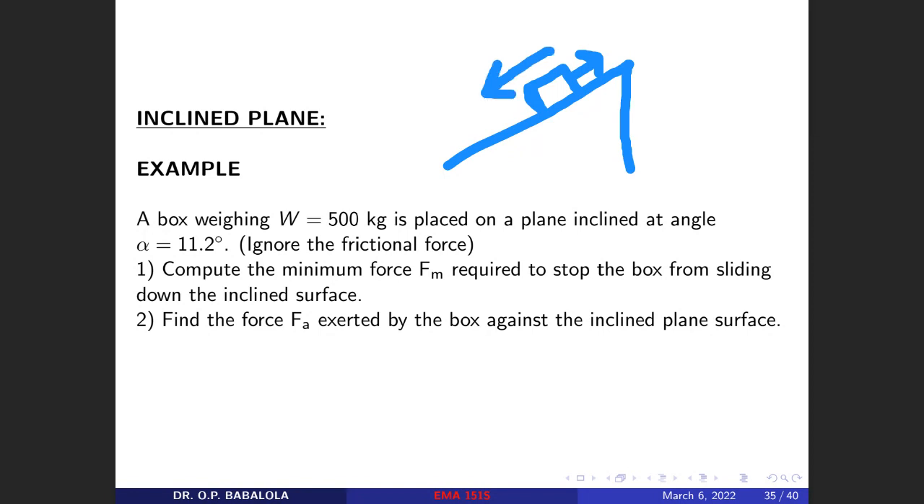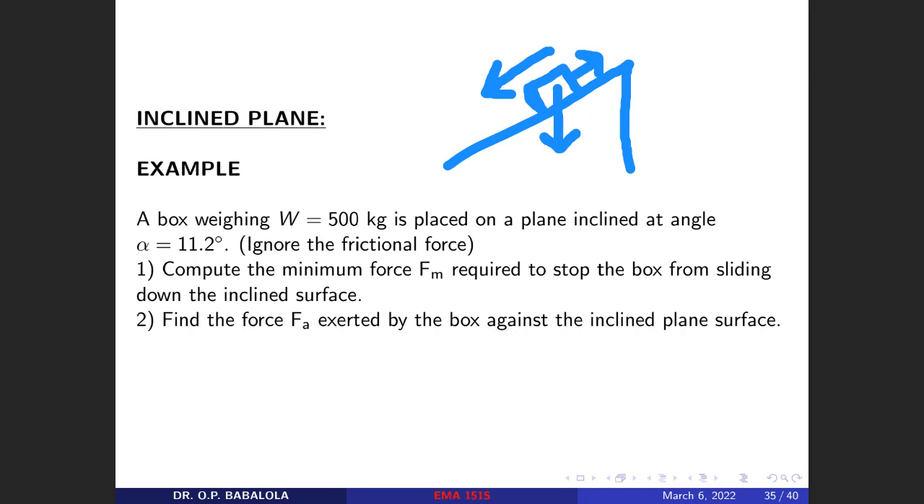Then sometimes you have gravitational force on it. And again, you have the weight of this. All of these forces added together are what we'll be considering. Okay, this is just a rough sketch.